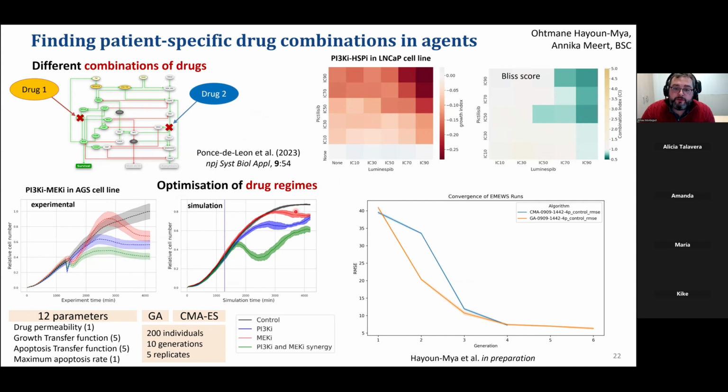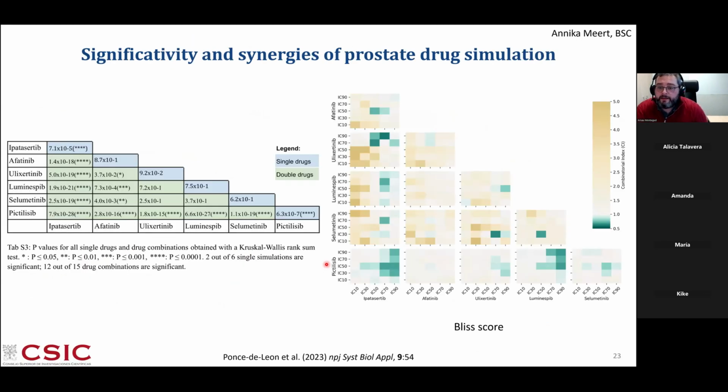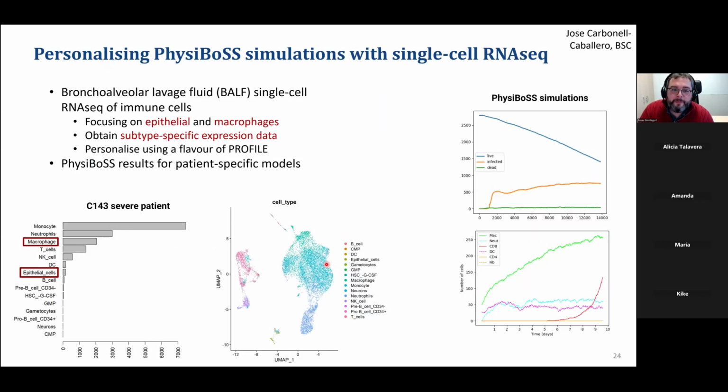We can also optimize drug regimes in vitro, in which we can tally different experimental data using our simulations, and also using different optimization techniques. I wouldn't say high throughput, but multi throughput with different drugs. And we are also integrating different single cell and spatial omics data into this personalization framework. So yeah, I think that's it.